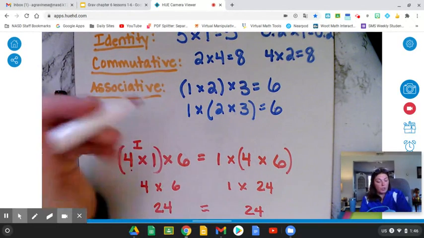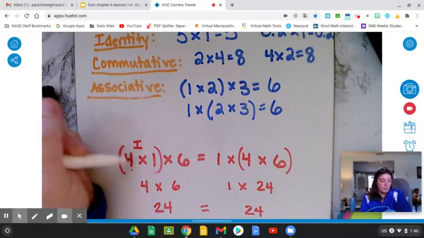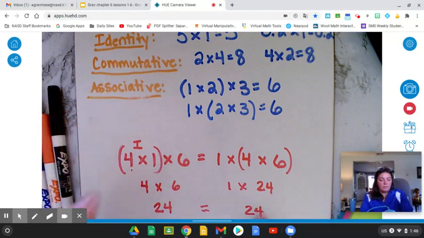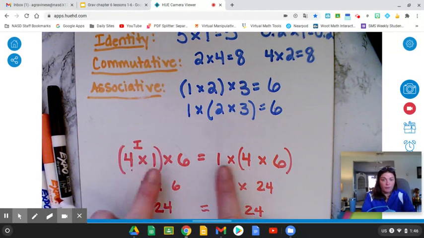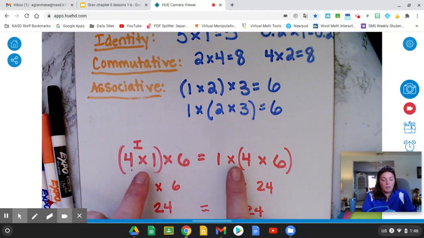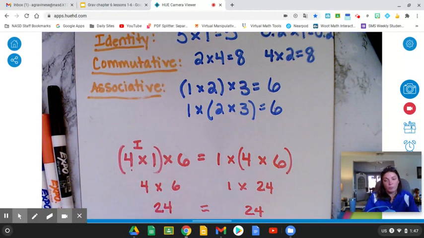So I used all three properties, the identity property, timesing by 1. I used the commutative property when I rearranged the 1 and 4 and flipped that order. And I used the associative property when I regrouped the 4 and 1 with the 4 and 6.